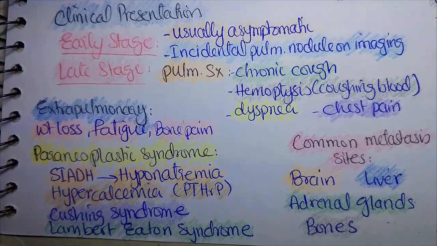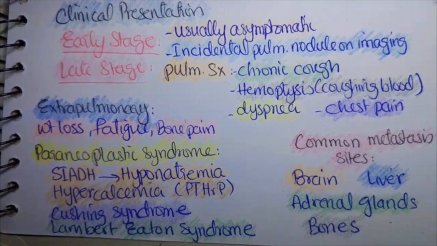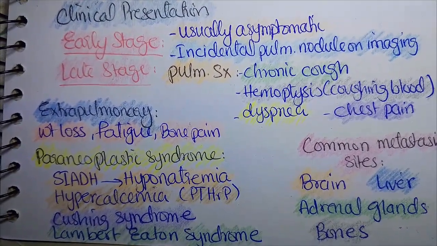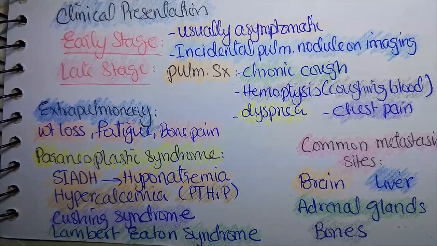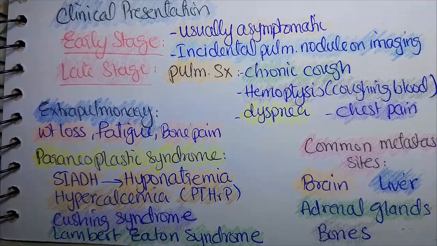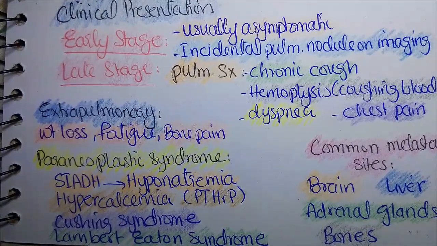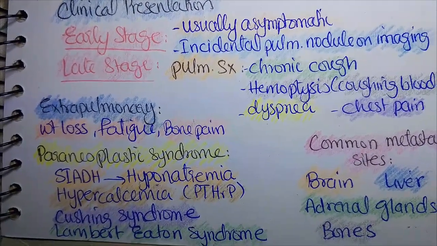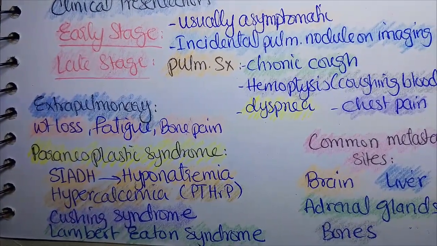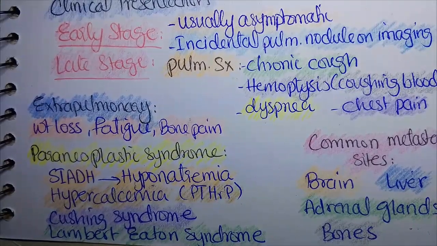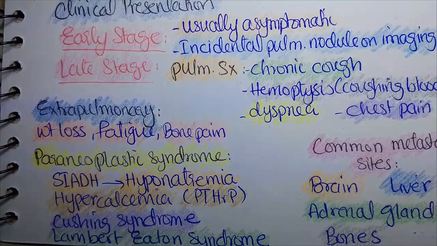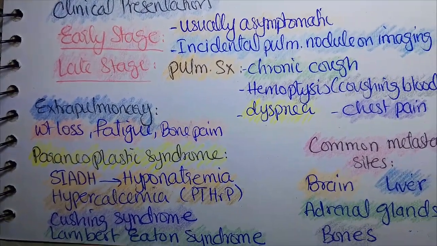Whereas extrapulmonary symptoms include fatigue, bone pain, weight loss, and you should watch for paraneoplastic syndromes, SIADH causing hyponatremia or hypercalcemia from PTHrP secretion. Lung cancer frequently metastasizes to the brain, adrenal glands, liver, and bones.